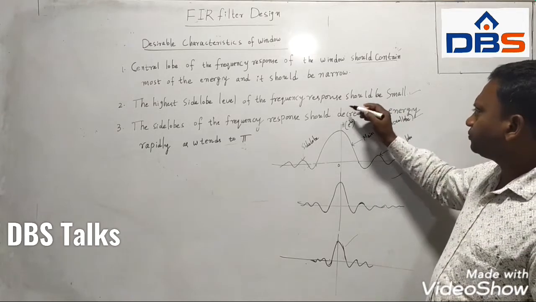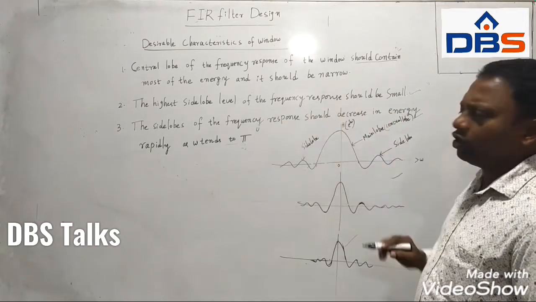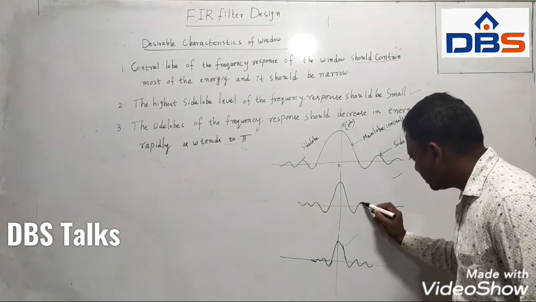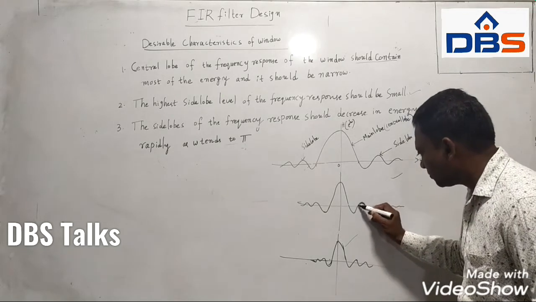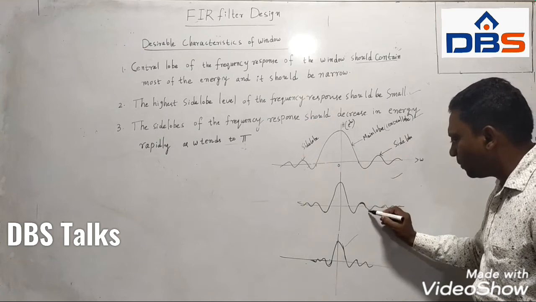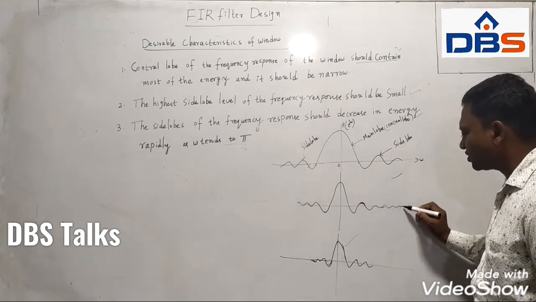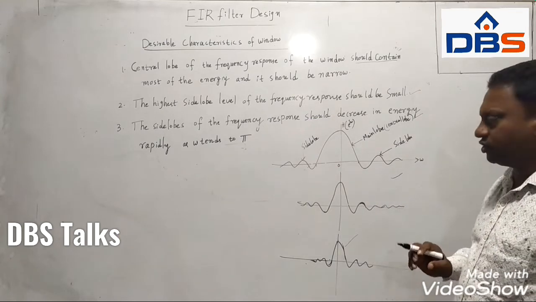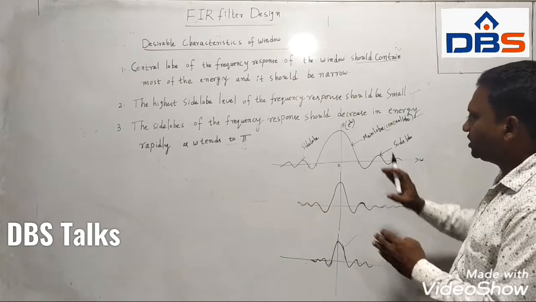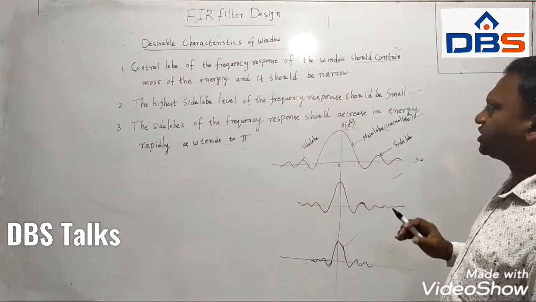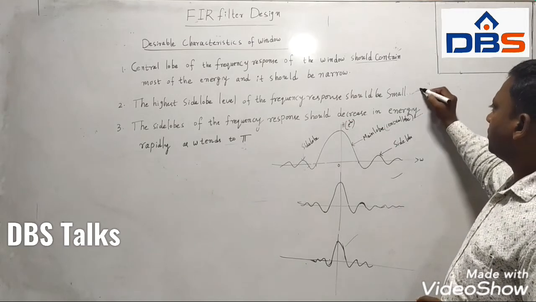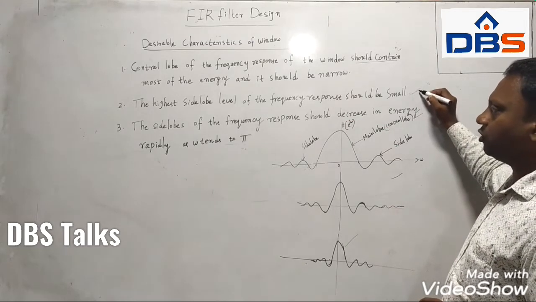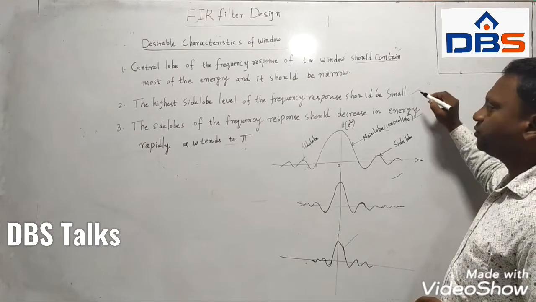So this is the highest side lobe level. This must be small. Once it is small, further oscillations also have smaller amplitude. Therefore, most of the energy is contained in the major lobe, or central lobe. That is the meaning of this second property: the highest side lobe level of the frequency response should be small.